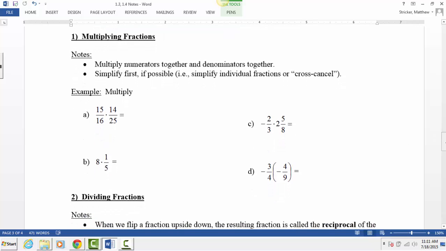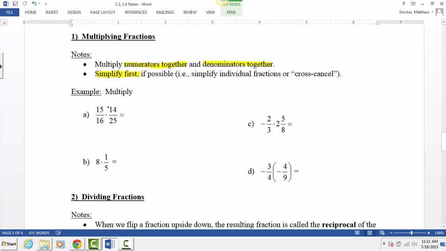A couple notes to remember about multiplying fractions is that when you multiply fractions, you multiply the numerators together and the denominators together. And then a lot of times it's easier to simplify first, if possible. We can't always, but when you can, you should try to simplify first. It will make your life a whole lot easier. So I'm going to go ahead and jump right into an example.